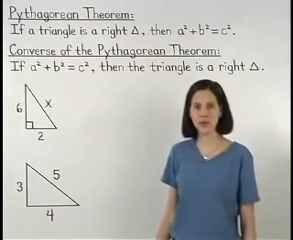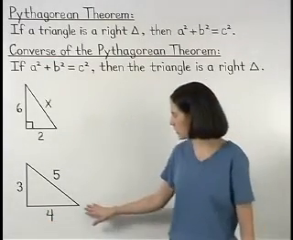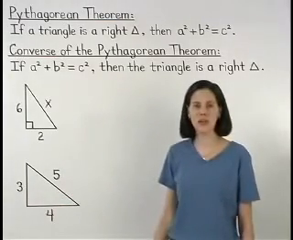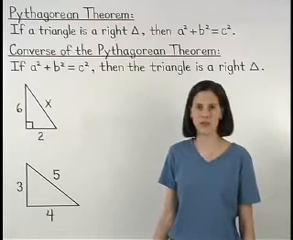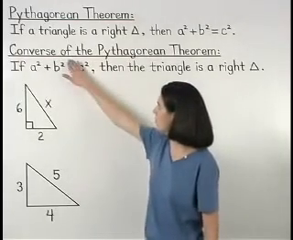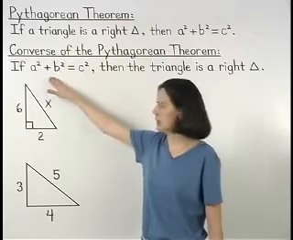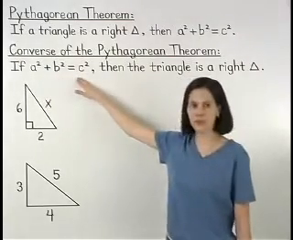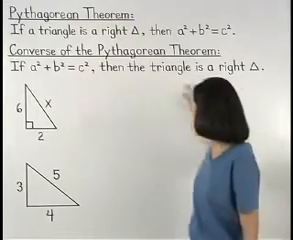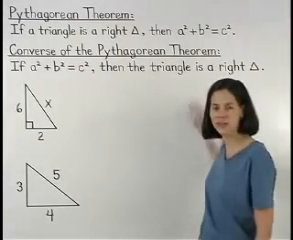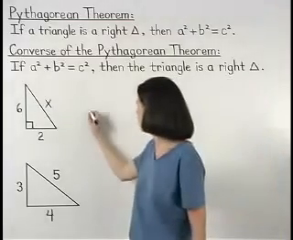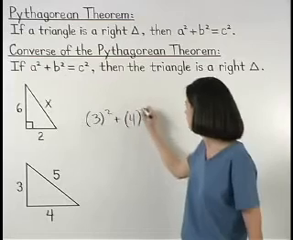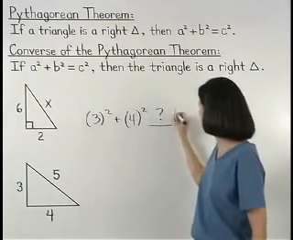So let's say we're given a triangle with sides of lengths 3, 4, and 5, and we're asked to determine if it's a right triangle. The converse of the Pythagorean theorem tells us that if we can show that a squared plus b squared equals c squared, then we'll know that it's a right triangle. So does 3 squared plus 4 squared equal 5 squared?